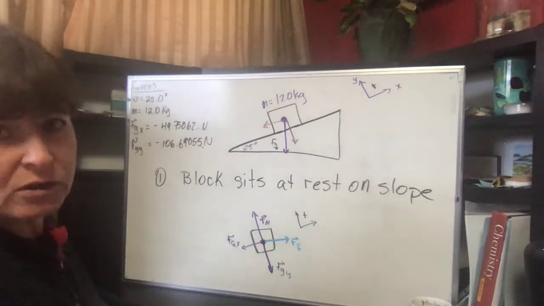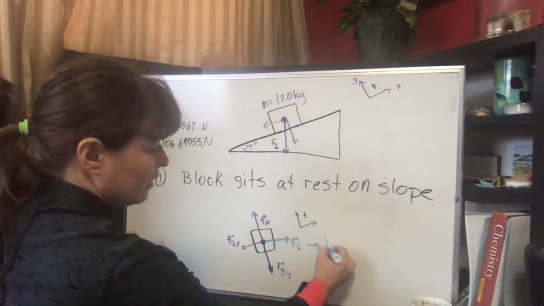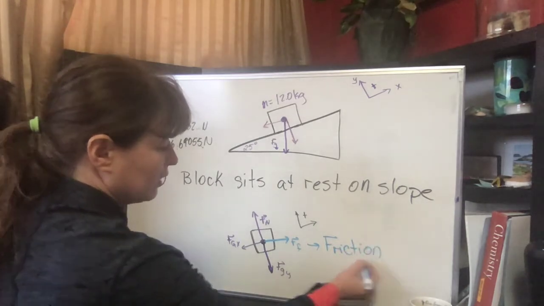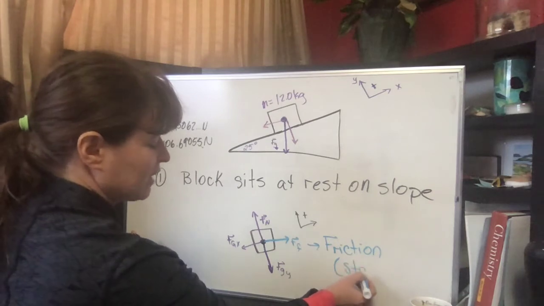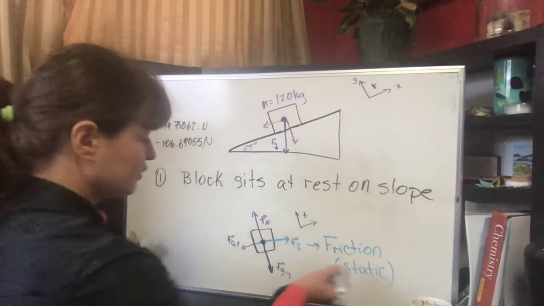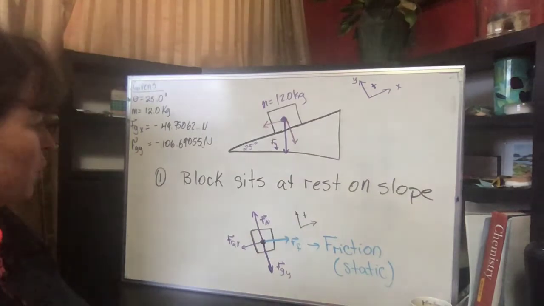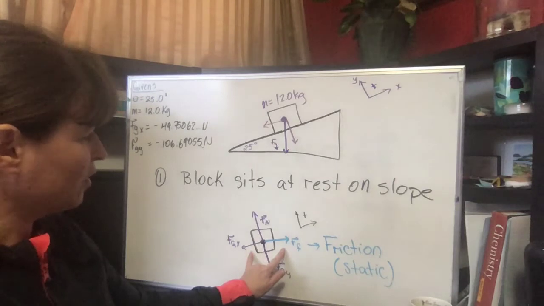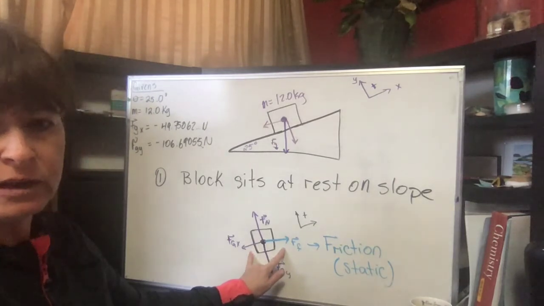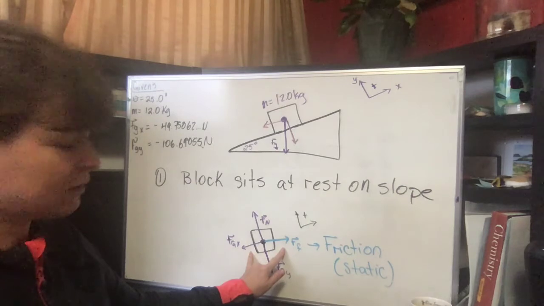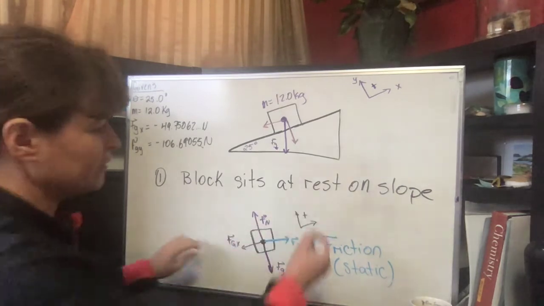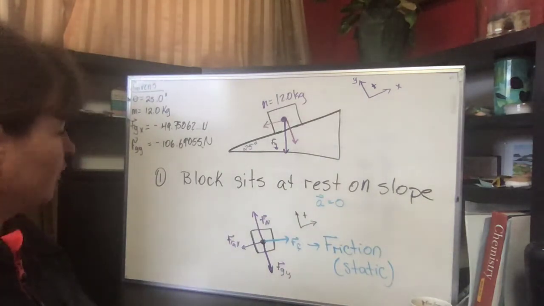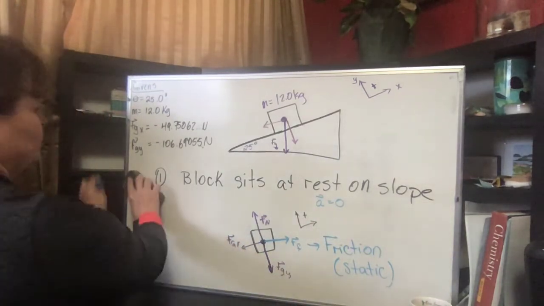And if it's just sitting there, it's not moving, that means we have friction, and specifically the type is static. So our static friction is holding us onto the slope. So again, if it's not moving, these two in the x dimension must be perfectly balanced. Okay? At rest means acceleration is 0. Okay? So those two must be perfectly balanced.